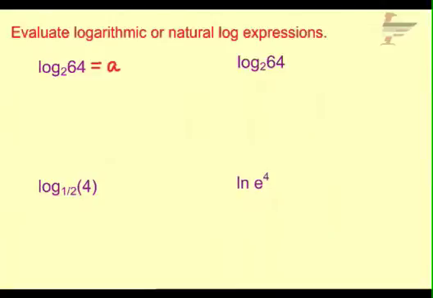So exponential form, we identify the base is 2, so we say 2 raised to the a power, what's on the other side of the equal sign, 2 raised to the a power is equal to whatever we were taking the log of, so it's equal to 64. And now we ask ourselves, 2 to what power gives us 64? I know 2 to the 5th power is 32, so multiply by 2 one more time. A is going to be 6.